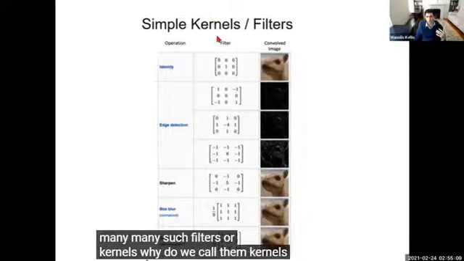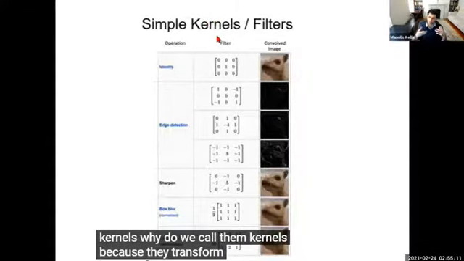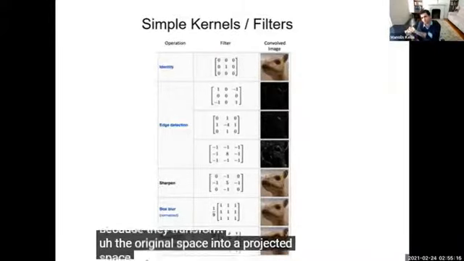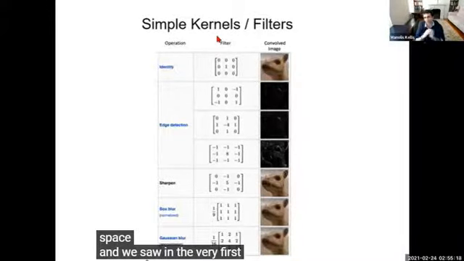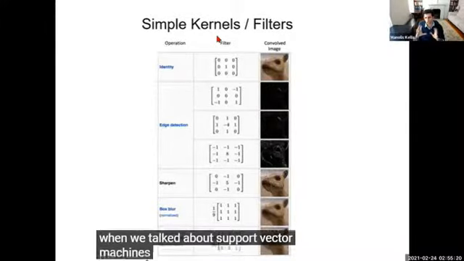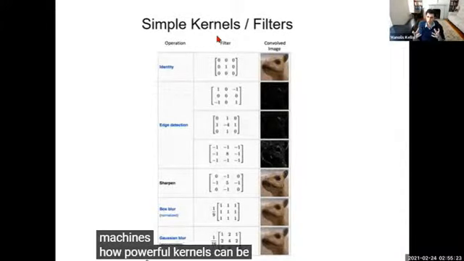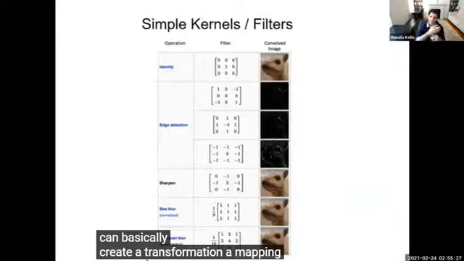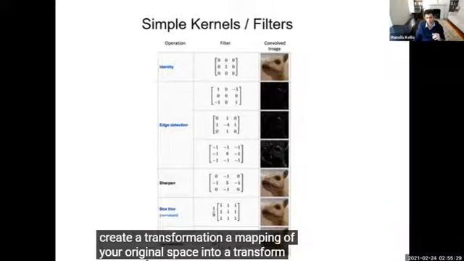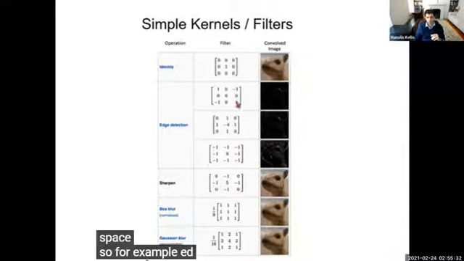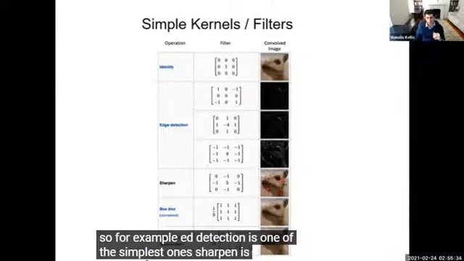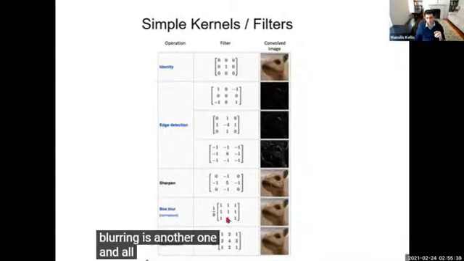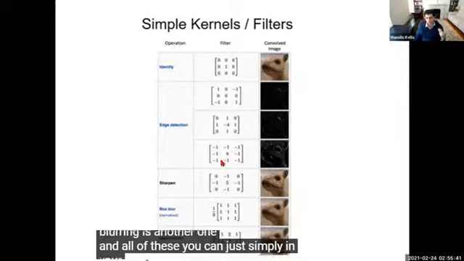Why do we call them kernels? Because they transform the original space into a projected space. And we saw in the very first lecture when we talked about support vector machines, how powerful kernels can be, because you can basically create a transformation, a mapping of your original space into a transformed space. So for example, edge detection is one of the simplest ones. Sharpen is another one. Blurring is another one. Gaussian blurring is another one. And all of these, you can just simply in your head see what they're doing.